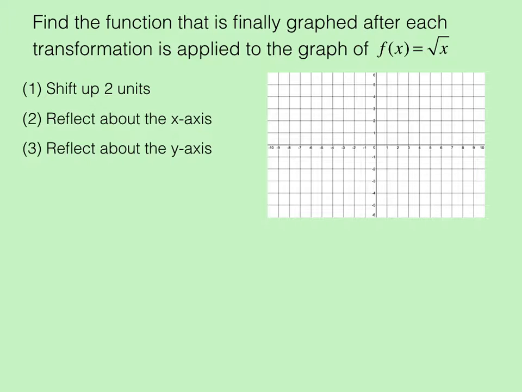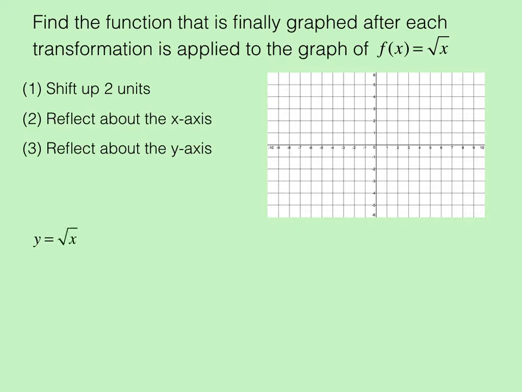So we want to shift that curve up 2 units, then reflect it about the x-axis, and thirdly, reflect it about the y-axis. When we're done, our graph should denote all 3 transformations, and our equation will be the result of the 3 transformations.